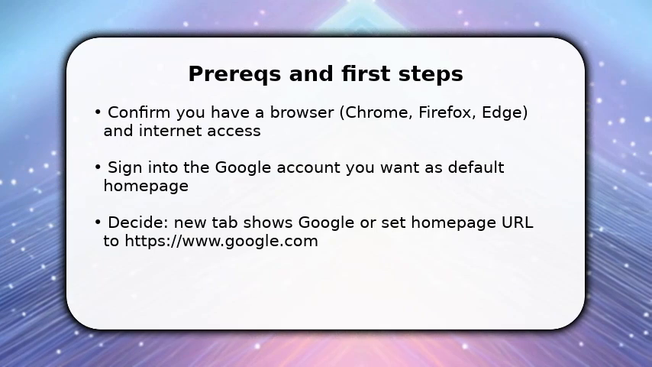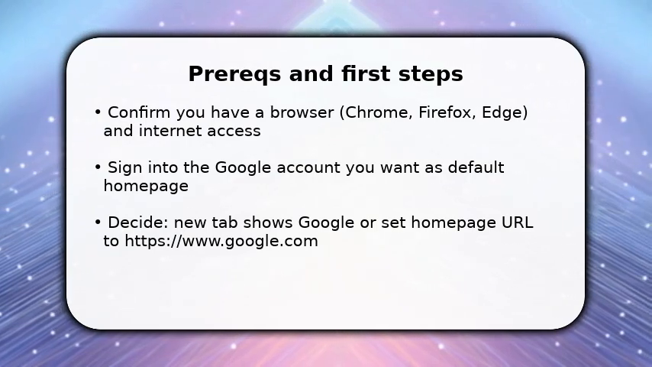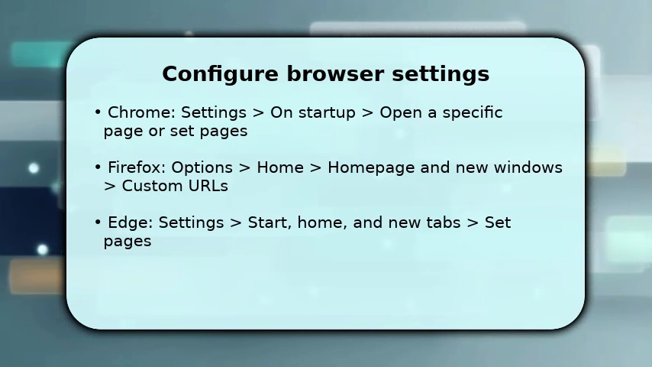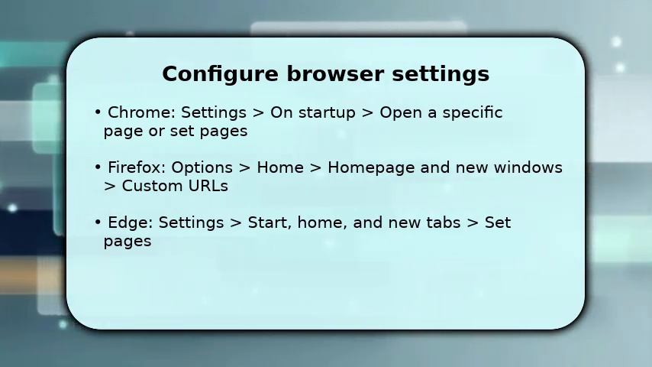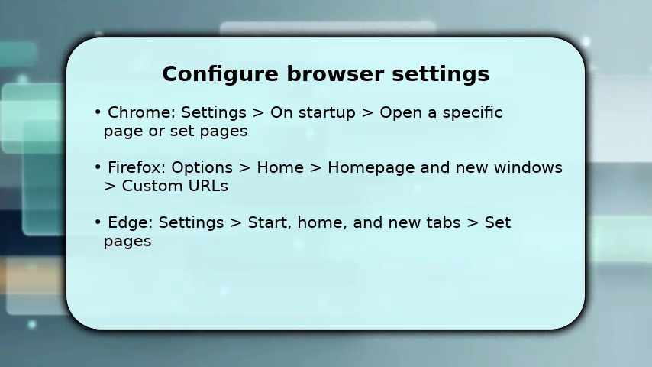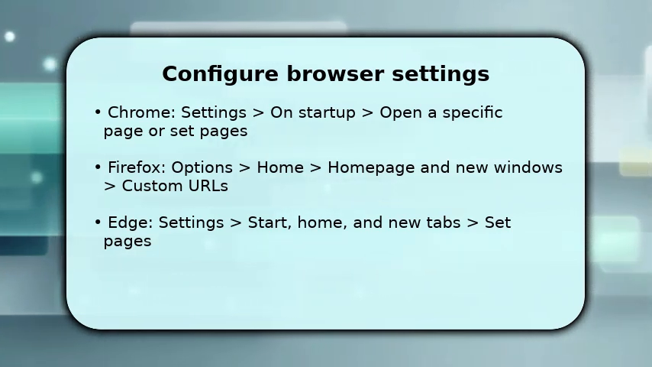In Chrome, click on Startup, click Open a specific page, then add a new page and enter https://www.google.com. In Firefox, use Home Settings and set Homepage and New Windows to the same URL. In Edge, choose Start and set the homepage to Google. Once done, save or confirm the change.